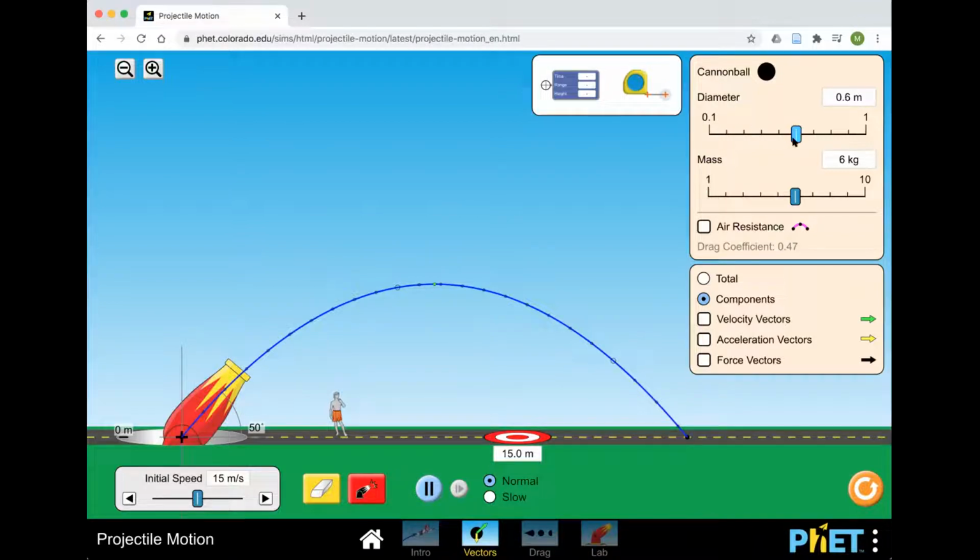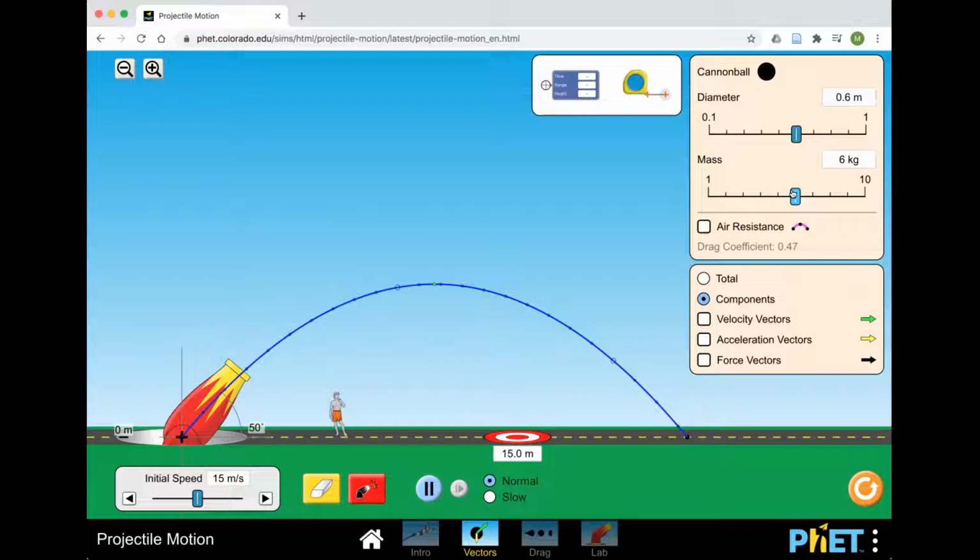Now I'm going to visually triple the diameter just so it looks bigger to us as well. But the diameter is not the same thing as mass, of course. The two don't scale with each other, especially if you keep the object's density the same. I just want it to visually look bigger on the screen.